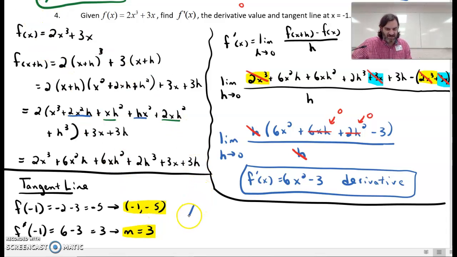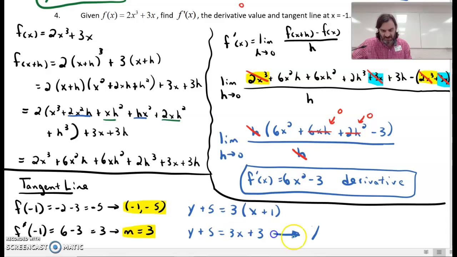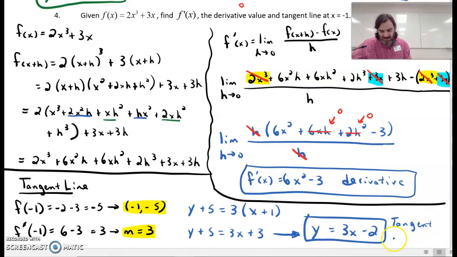So let's plug that in. We'll have y minus -5, so that'll be y plus 5 equals 3 times x minus -1, so it'll be x plus 1. So that will give me y plus 5 equals 3x plus 3. Get y by itself, we'll have y equals 3x minus 2. And that is my tangent line. So I'm going to pause while I go create that graph to compare it to.